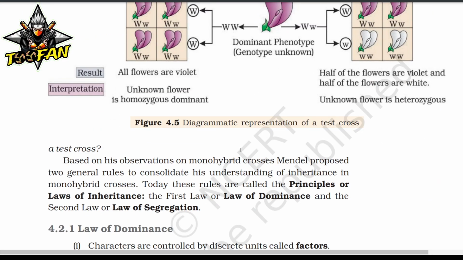Based on the observations of the monohybrid cross, Mendel proposed two general rules to consolidate his understanding of inheritance in monohybrid crosses. Today, the rules are called principles or laws of inheritance: the first is the law of dominance and the second is the law of segregation.